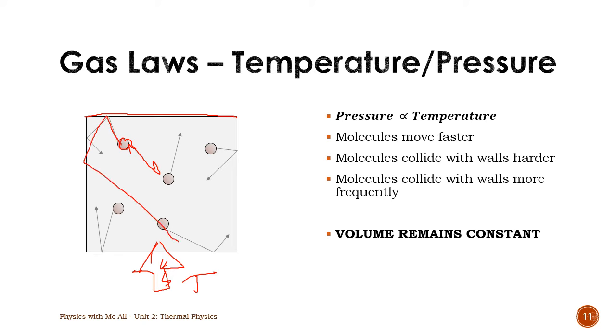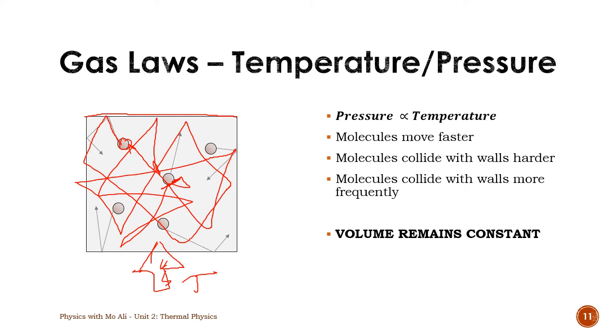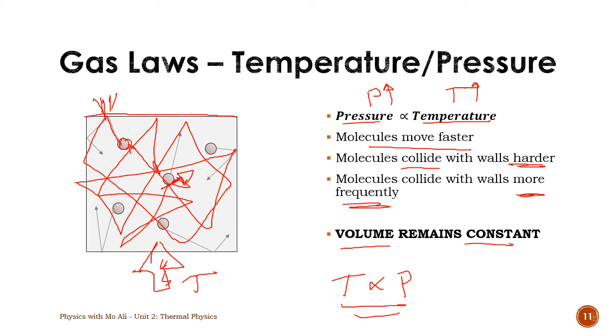So they start to move faster and they start to collide with the walls much more frequently, and they collide with more force because they are moving faster. So if you heat a gas up and the volume is constant, the pressure is going to increase. Why? Because the molecules move faster, so they collide harder and more frequently with the walls of the container. So we just simply say that temperature and pressure are directly proportional. Okay? Excellent.